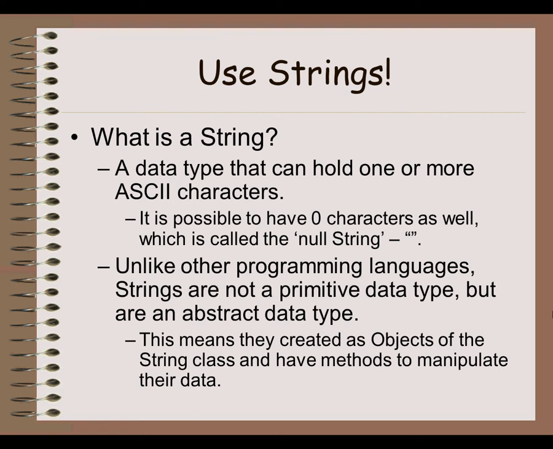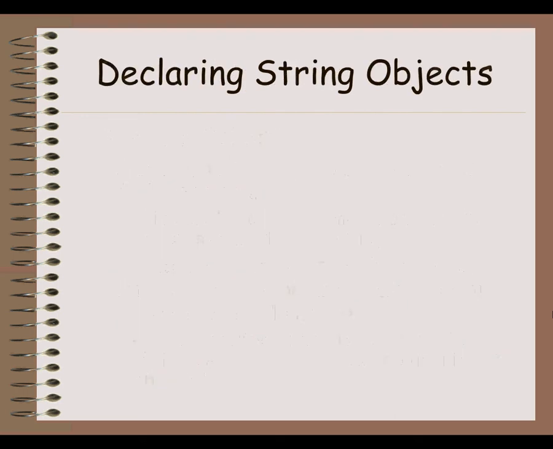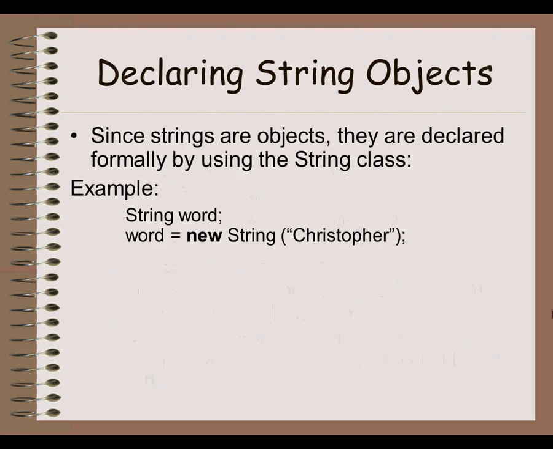Now, unlike other programming languages, strings are not a primitive data type. Instead, they are what we call an abstract data type. This means that we have to use a string by creating an object of the string class, and then manipulate its data using methods. So how do we make that object? Well, it's actually quite simple, and we've already been creating objects of other types already.